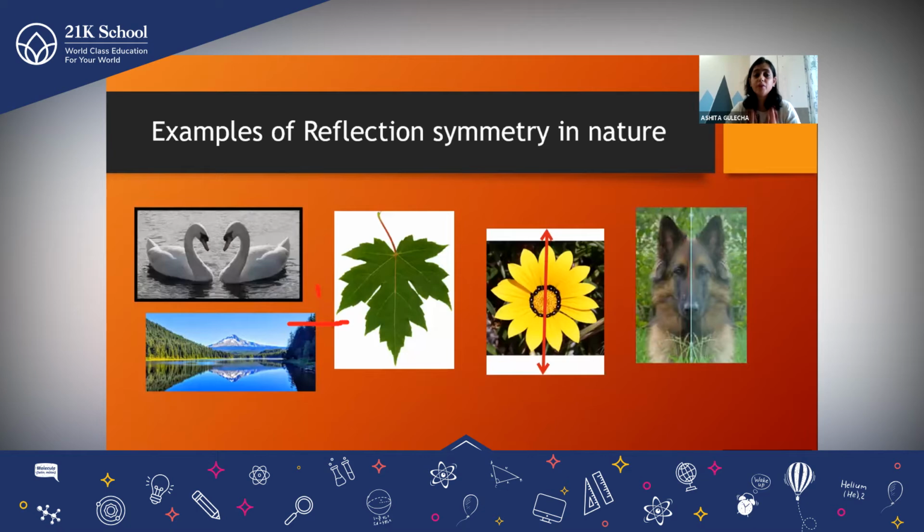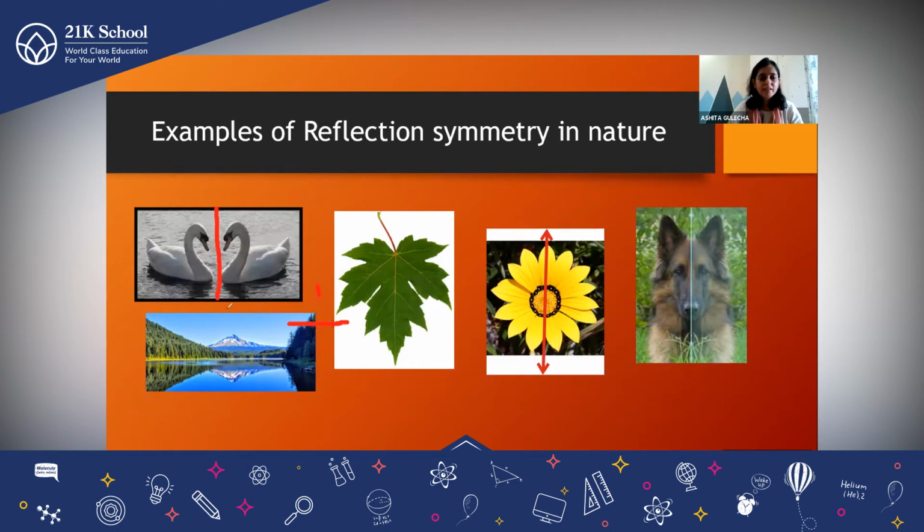Here are some examples of reflection symmetry that you can find in nature. So you can see this duck. How many lines of symmetry does this duck image have? Yes, anybody who wants to share can unmute and share the answer. Ma'am, 2. You think 2 lines? You think if I fold like this, it's going to be a reflection? Ma'am, it's 1 only. That's right. Only 1 line of symmetry. Only if I fold here, then it is going to overlap, right? So we can see it has only 1 line of symmetry.